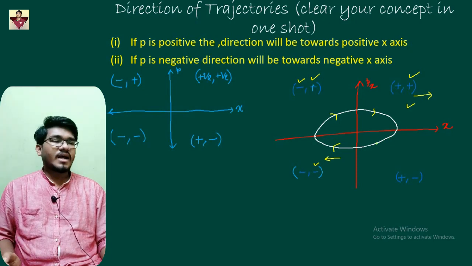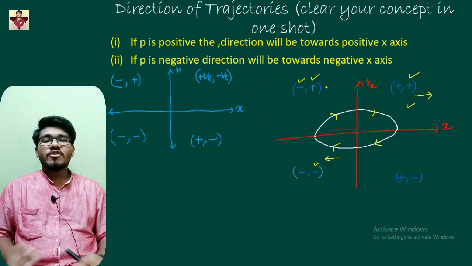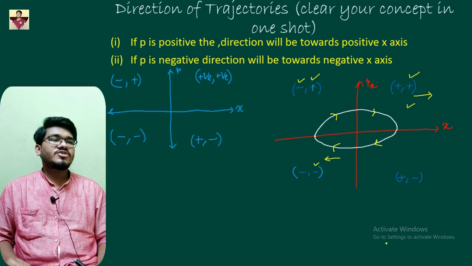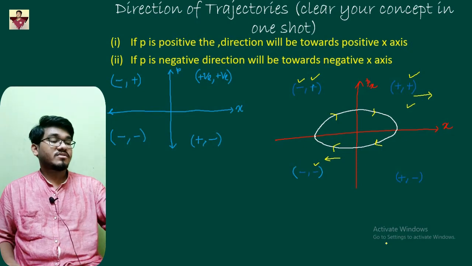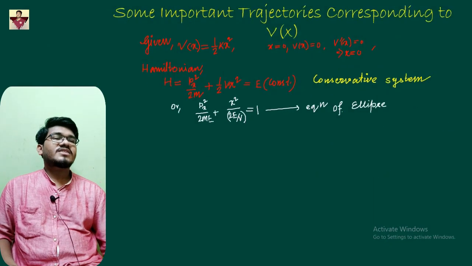So rightly you have guessed, if P is negative, it will move towards the negative x-axis. Obviously you need to keep in mind that in bound phase space trajectories, the direction will be consistent, and it also satisfies that. So I hope you have cleared your knowledge about drawing the direction in phase space trajectories. Next, let me discuss some examples.